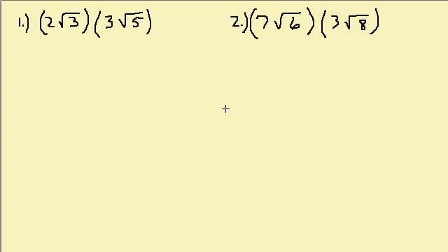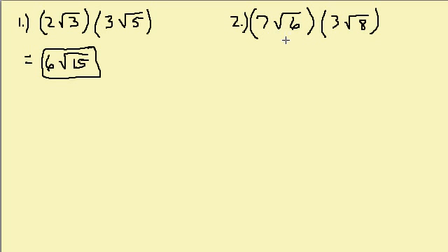Alright, let's look at multiplying radicals. When we multiply radicals, we multiply what's outside the radical and what's inside the radical. So here we have 2 square root of 3 times 3 square root of 5. 2 times 3 is 6, and square root of 3 times square root of 5 is square root of 15. And there's our answer.